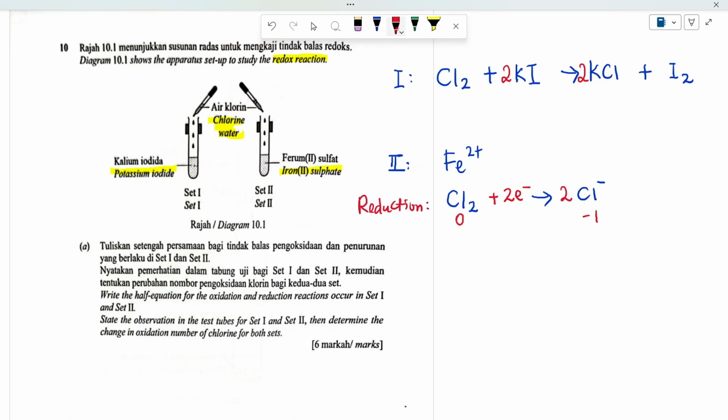Then, if this one is reduction, this one definitely undergoes oxidation, right? If oxidation, what will it change to? Iron(III), positive, right? So does oxidation gain or lose electrons? Loss. How many? 1 electron. So this one is oxidation.